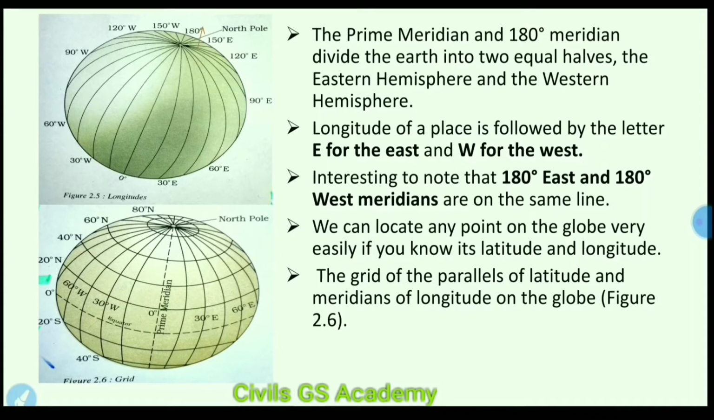We can locate any point on the globe very easily if we know its latitude and longitude. So to locate a point on the globe, it is only possible through latitude and longitude. And see, the grid of parallels of latitude and meridians of longitude on a globe. So parallels of latitude and meridians of longitude on the globe form the grid. Now see in the figure.